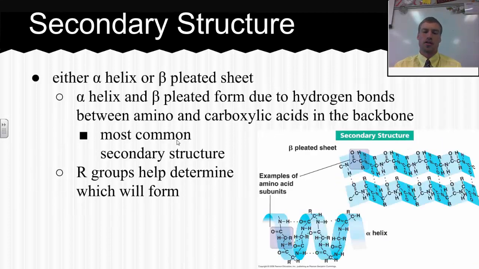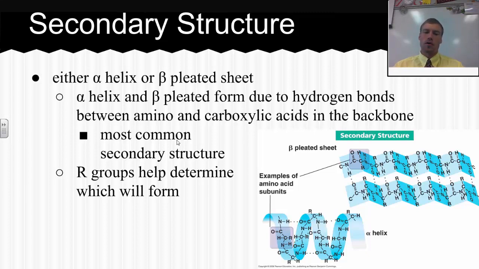Secondary structure is where things start to get interesting. Here we can either form some alpha helixes or beta pleated sheets. Both of them are formed due to hydrogen bonds interacting between the amino groups and the carboxylic groups in the backbone. So basically what is happening is that due to the fact that you've got these polar molecules, the oxygens and the hydrogens can connect to one another and form either of these two structures. And those are the most common secondary structures. There are a few others, but they're pretty rare, whereas these show up quite a bit.